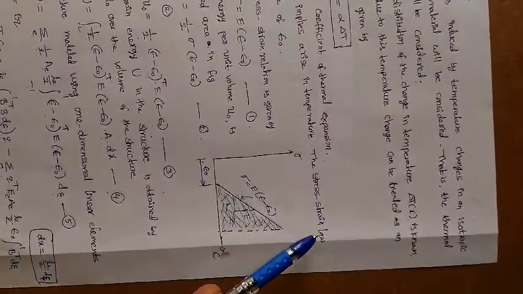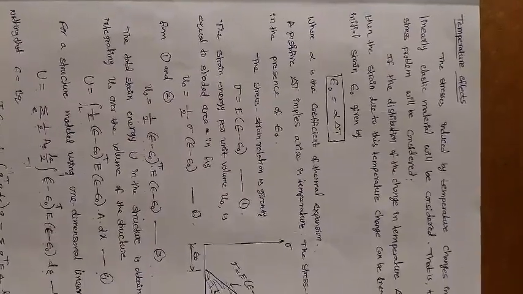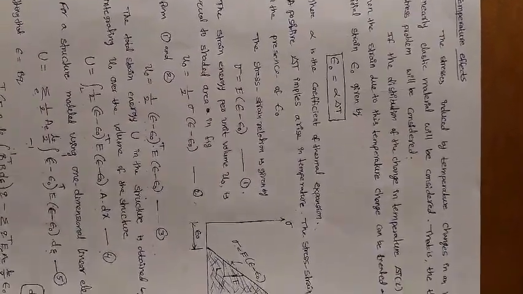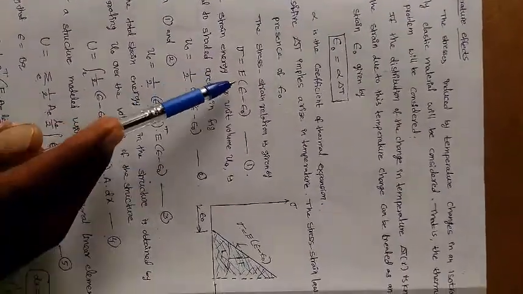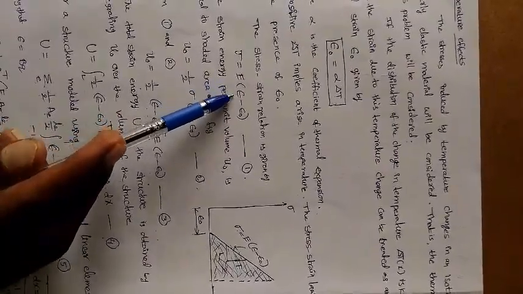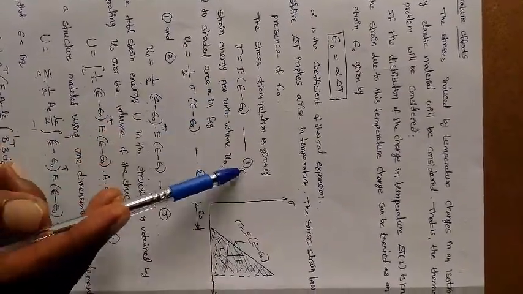The stress strain law in the presence of epsilon naught: the stress strain relation is sigma is equal to E into epsilon minus epsilon naught. This is equation 1.